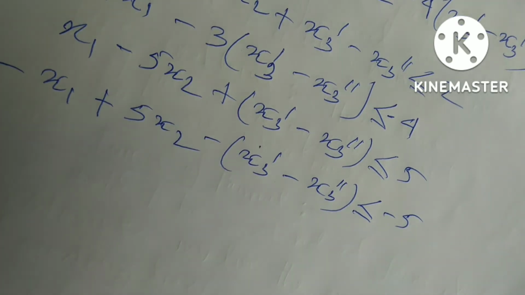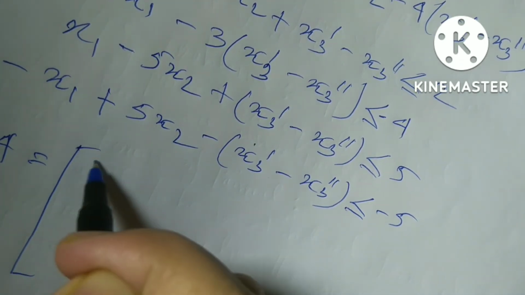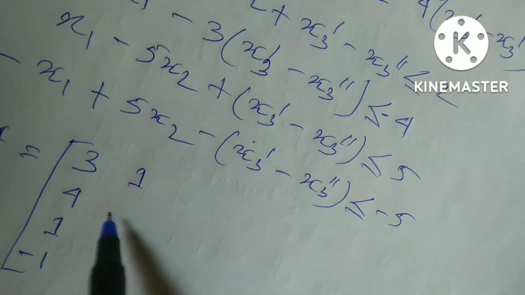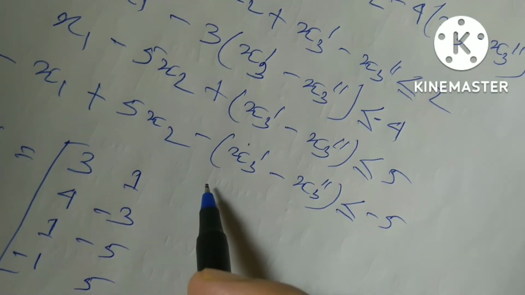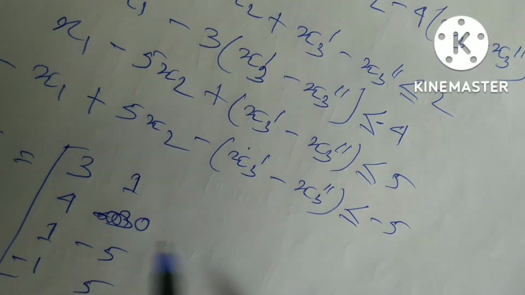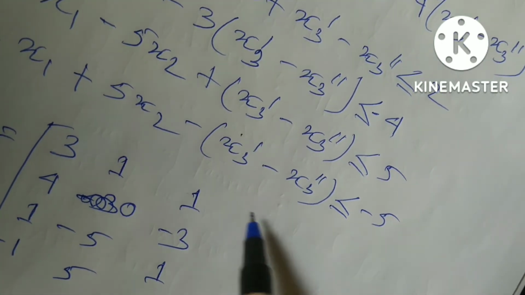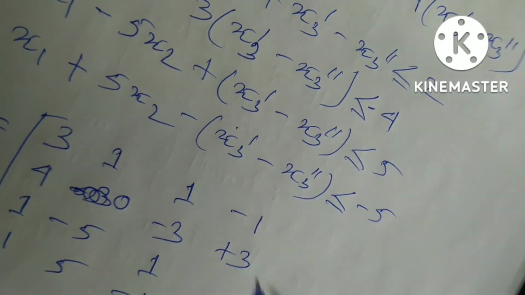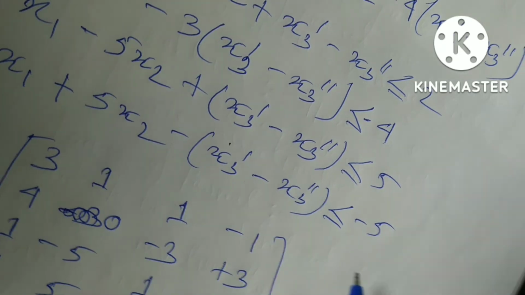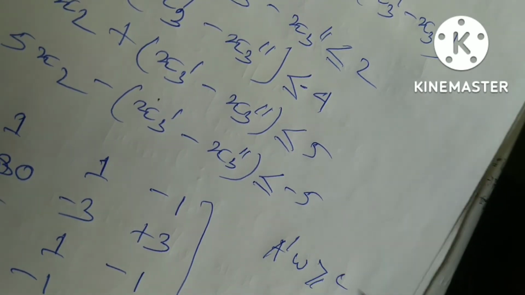Now I convert it into dual. So in the dual problem, our A is considered as the constraint coefficient matrix, and you know that the position A'w is greater than or equals to c.